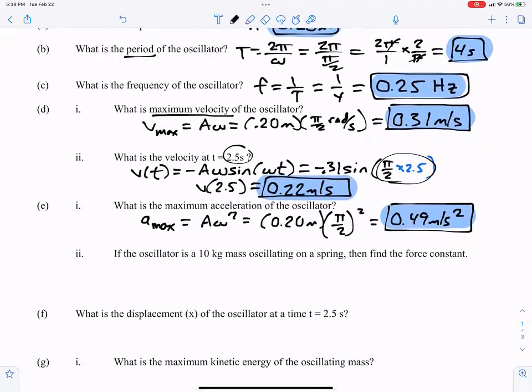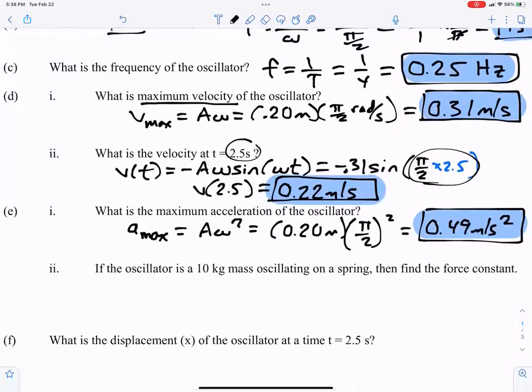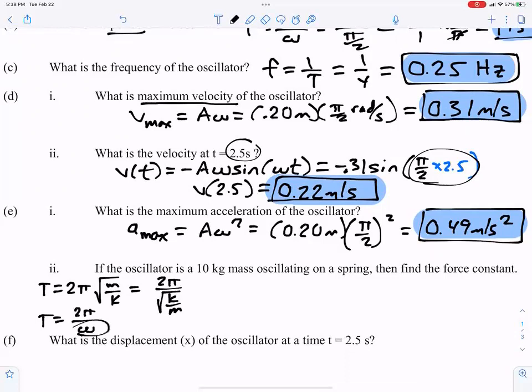If the oscillator is a 10 kilogram mass oscillating on a spring, find the force constant. Okay, so here's what we know. This is for a mass spring system. T equals 2 pi times the square root of m over k, which is the same thing as 2 pi over the square root of k over m. Now remember, T is also 2 pi over omega, so that means omega is the square root of k over m. Or we could say omega squared is equal to k over m.